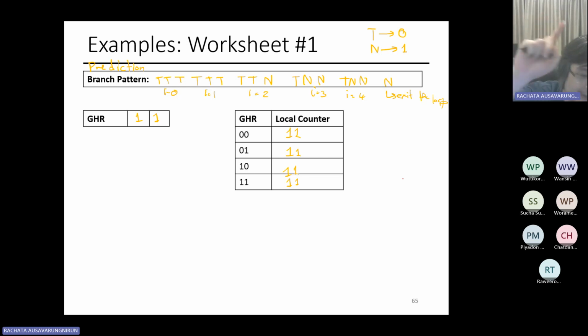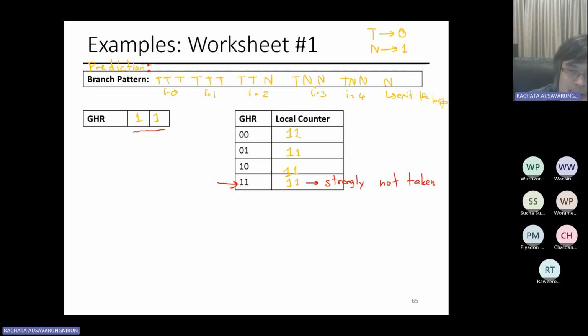Now the first branch, the way I would work through this is I'll first look at the GHR. What is the GHR right now? It's 1, 1, right? Because initially I need to assign some value. So initially, let's say I assign 1, 1. What's going to happen is to get my prediction, which is what do I predict? I'll first go to the entry that corresponds to my GHR. In this case, 1, 1. I look at the local counter. Local counter is 1, 1. This is strongly not taken, right?